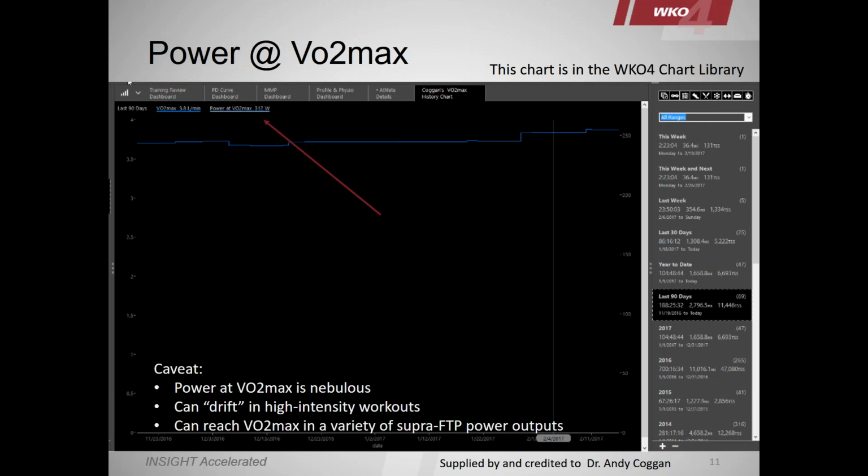And as we talk about VO2 max, I just wanted to put this out earlier rather than later because I'm going to get that question a lot: what's power at VO2 max? You now have the ability to look at it. This actually is a chart tracking the history of it.